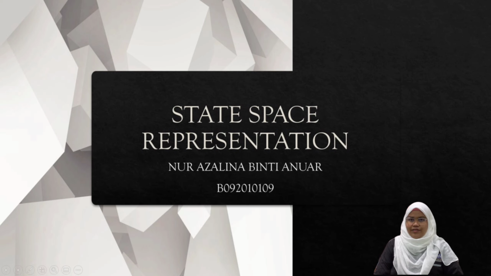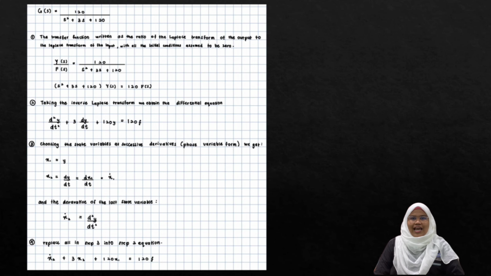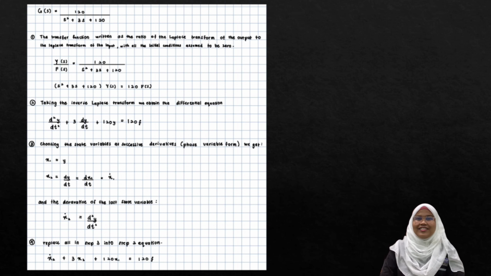I will continue the presentation with an explanation of how we get the state space representation. Since we already have the transfer function G(s), in order to get the state variables, we are using the phase variable method. The state variables are phase variables when each subsequent state is defined to be the derivative of the previous state variable. Consider the input f and the output y described by the transfer function. First, the transfer function is written as the ratio of the Laplace transform of the output and the Laplace transform of the input, with all the initial conditions assumed to be 0.